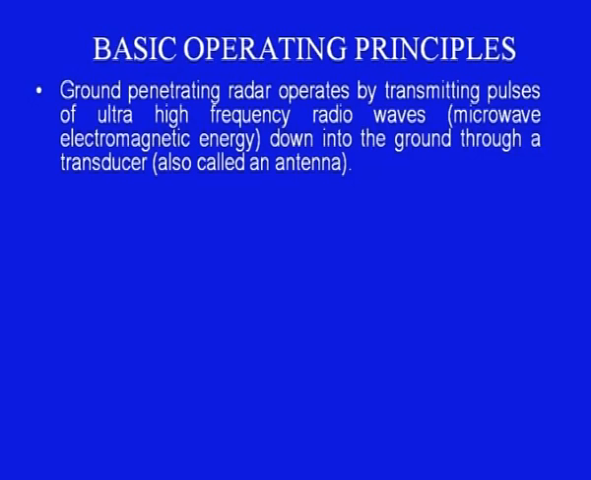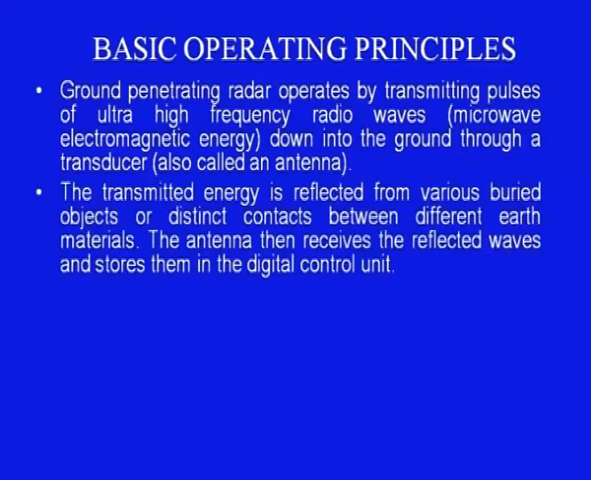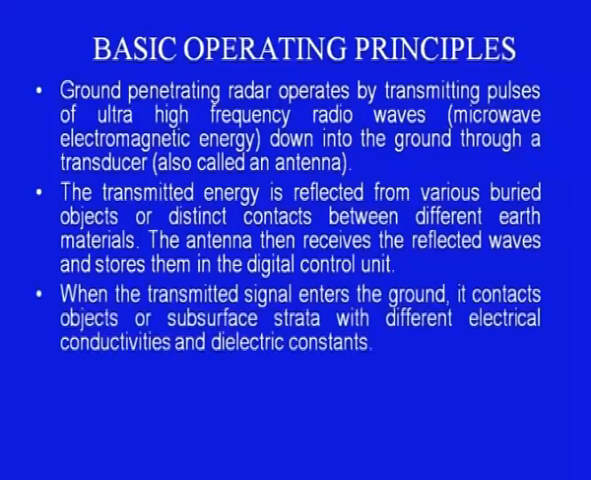Ground penetrating radar operates by transmitting pulses of ultra high frequency radio waves, that is microwave electromagnetic energy, down into the ground through a transducer called an antenna. The transmitted energy is reflected from various buried objects and distinct contacts between different earth materials. The antenna then receives the reflected waves and stores them in the digital control unit.